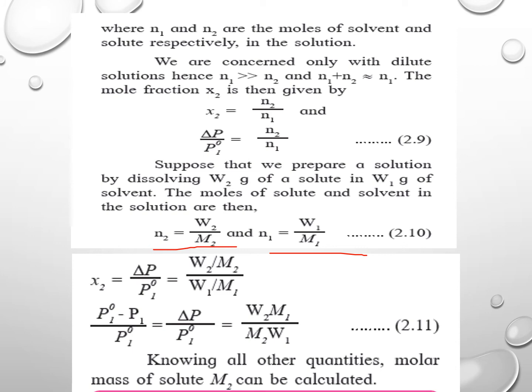Simplifying this further, your final equation becomes this. This is your final equation to calculate molar mass, that is, lowering of vapor pressure upon vapor pressure of the pure solvent is equal to W2 M1 upon M2 W1. So please remember this formula properly because we will be requiring this for the numericals later on.